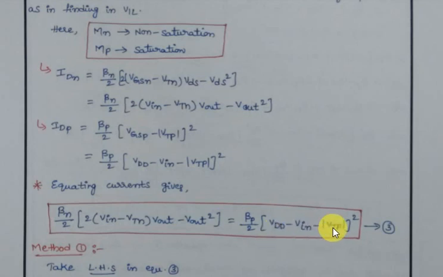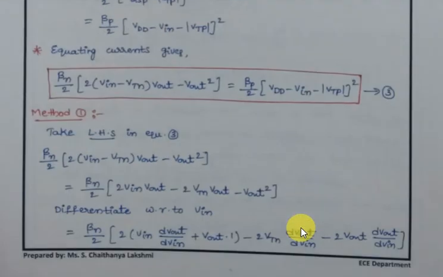So MP is saturation. So we just took Mn as non-saturation here, and MP is saturation here. In this we have to carefully observe that VDD minus Vin minus VTP is there. Where you used to get Vin minus VTP, here we added VDD also, because VGSP is VDD minus Vin. You have to just carefully understand this.